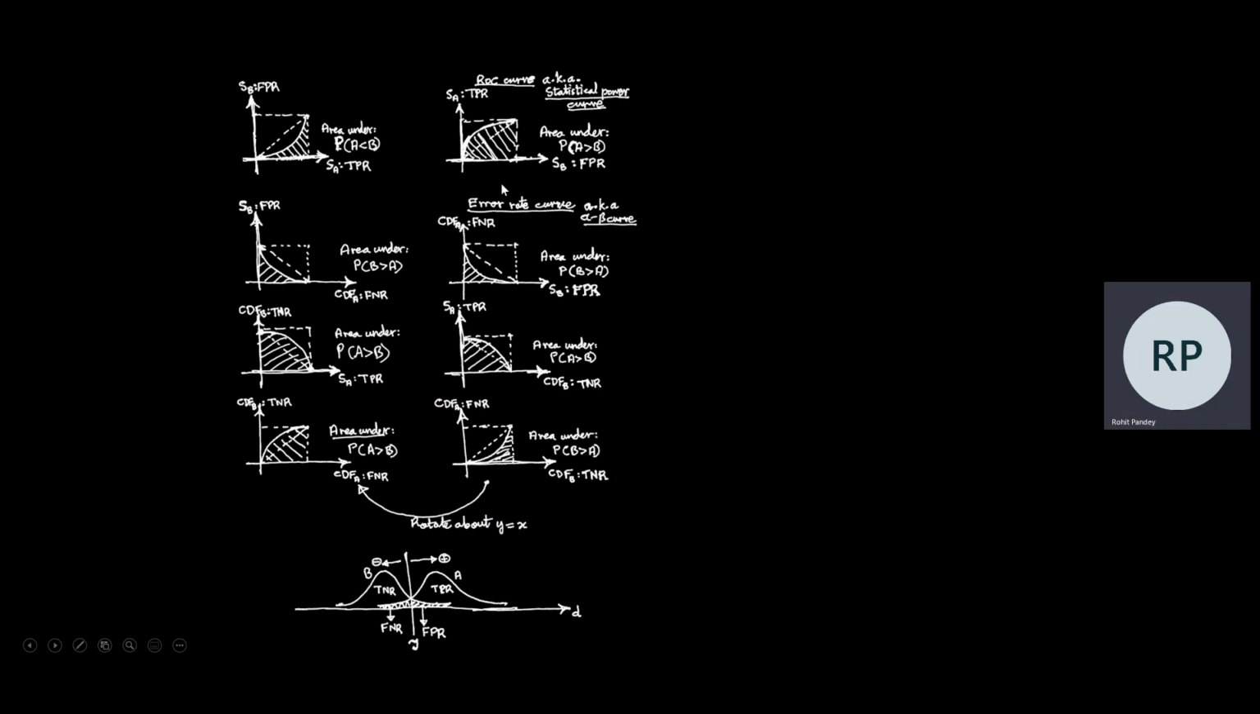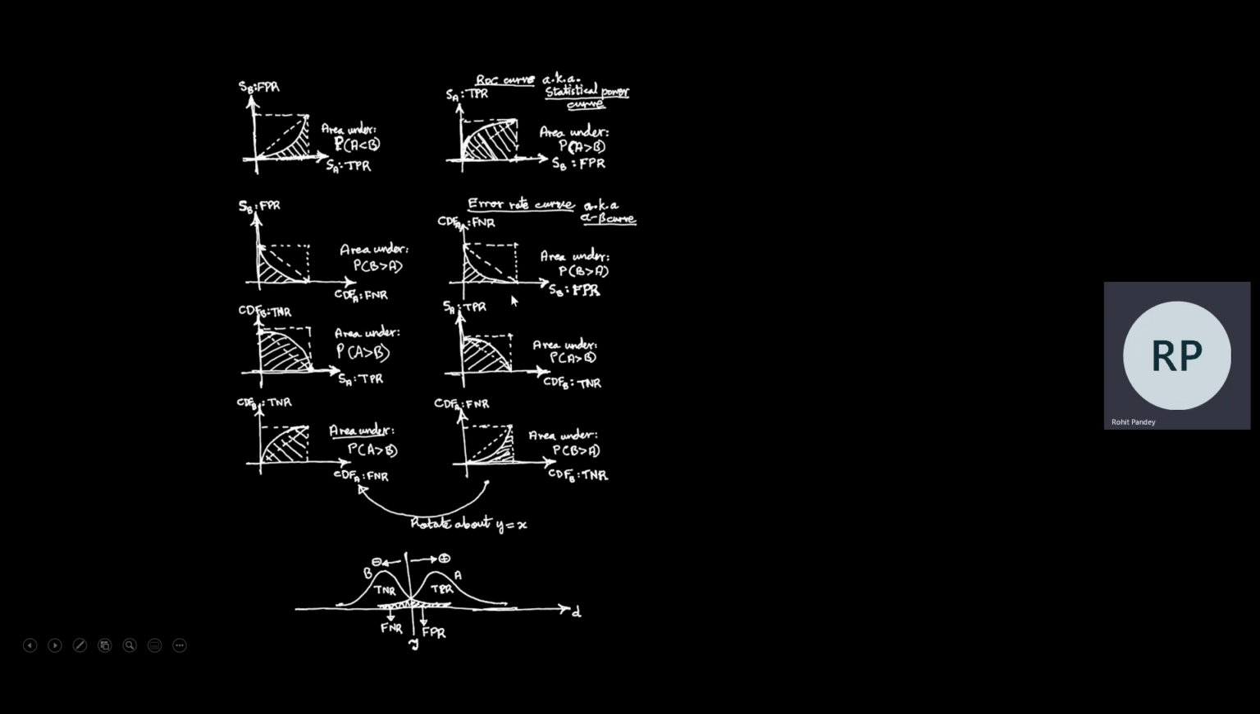Now, in the ROC curve, we plot the false positive versus true positive. Another curve we were looking at was the error rate curve, which was the false positive versus false negative, right? And just like the ROC curve has this nice interpretation of probability A greater than B for the area under it, the error rate curve also has a nice interpretation. The area under that is probability B greater than A.